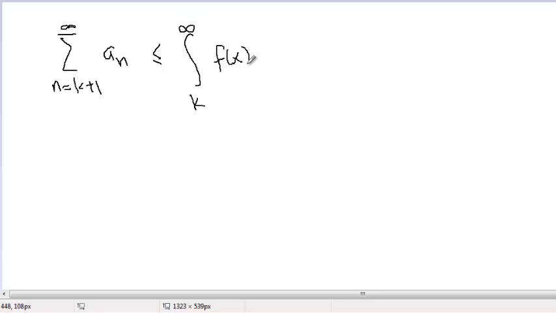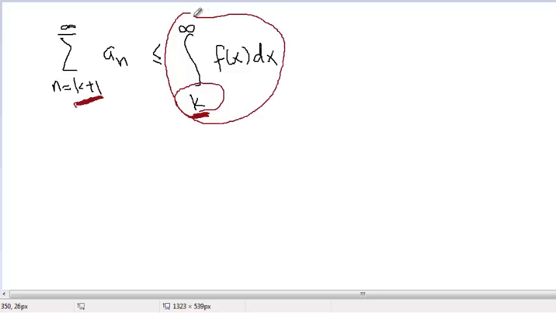Namely, if we have a remainder term like this, summation from k plus 1 to infinity of a sub n, this is always smaller than the integral from k to infinity of f of x dx, where f is the function that gives me these terms a sub n. The important thing here is the sum starts from k plus 1, but the improper integral starts from k. So I have to take a step back to get something bigger. Okay?